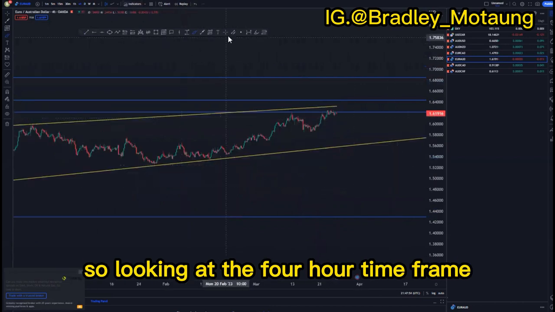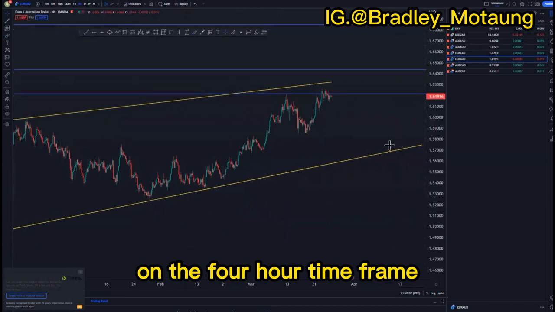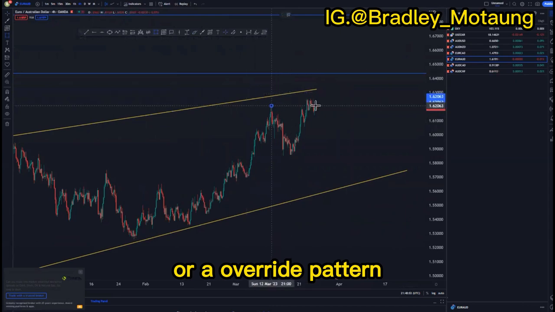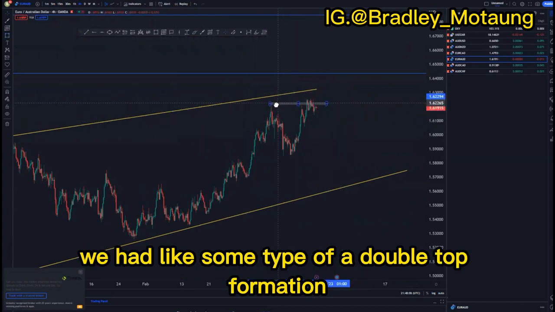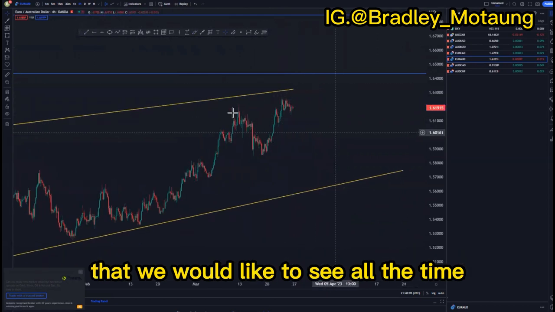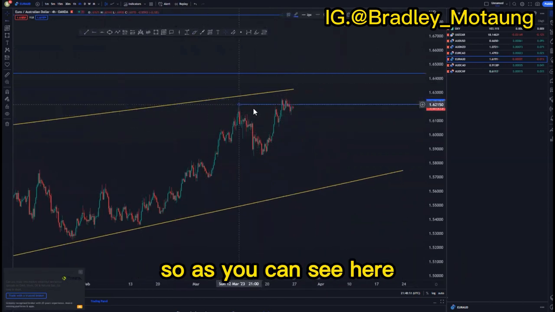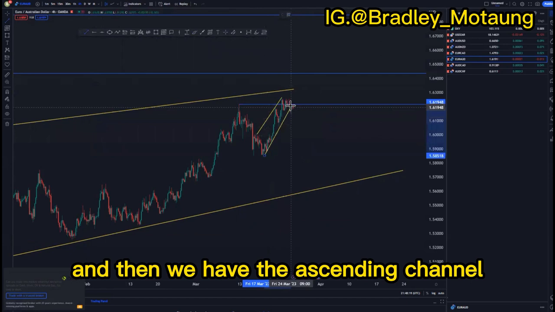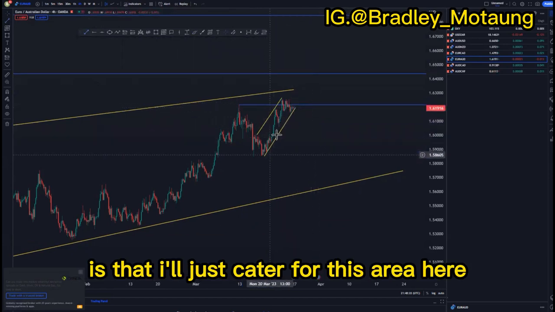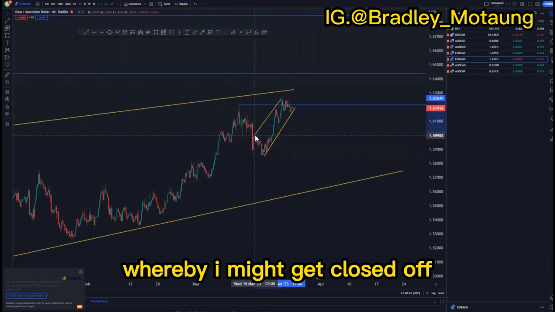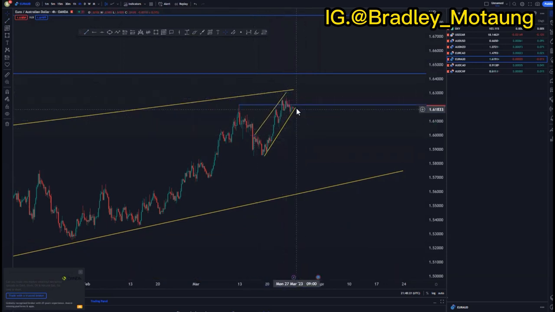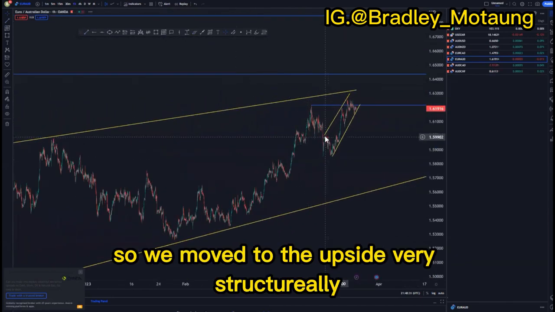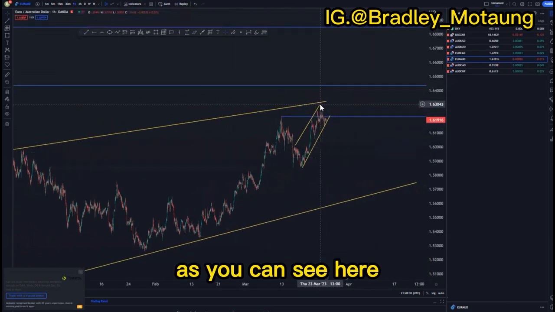So looking at the 4 hour time frame, we had some type of a double top or an override pattern. As you can see here, we had some type of a double top formation whereby it created the mass psychology activation that we would like to see all the time. So double top formation in form of the mass psychology activation, and then we have the ascending channel. And then what I would like to do is cater for this area here whereby the market closed off. Then this is the area that we have. And on the lower time frame, that is where I'll explain each and every entry that I'm looking forward to seeing. So we moved to the upside very structurally, as you can see here.